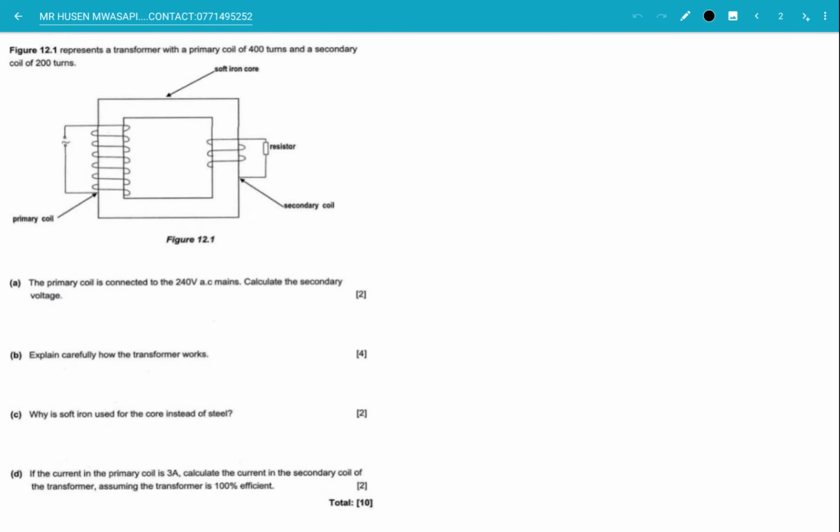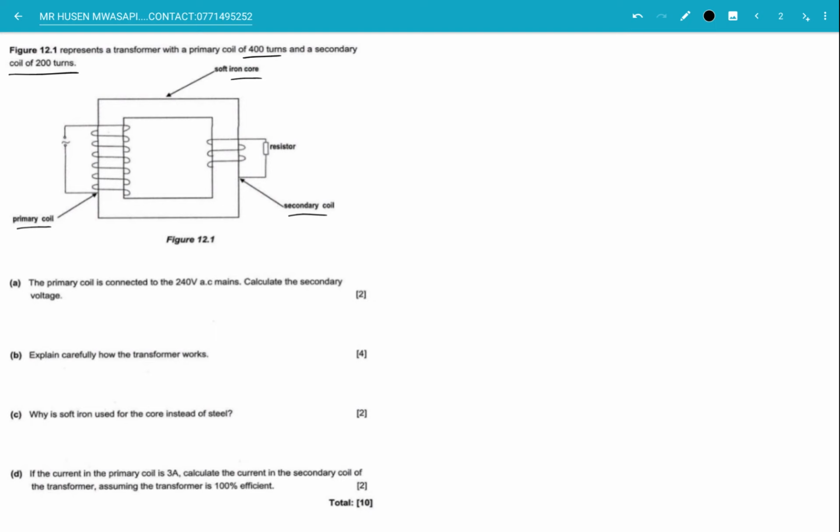Now the second question says that you have a figure that represents a transformer with a primary core of 400 turns and a secondary core of 200 turns. You've been given a diagram to label. So you have primary, secondary, a resistor which resists the flow of current, and the soft iron core.